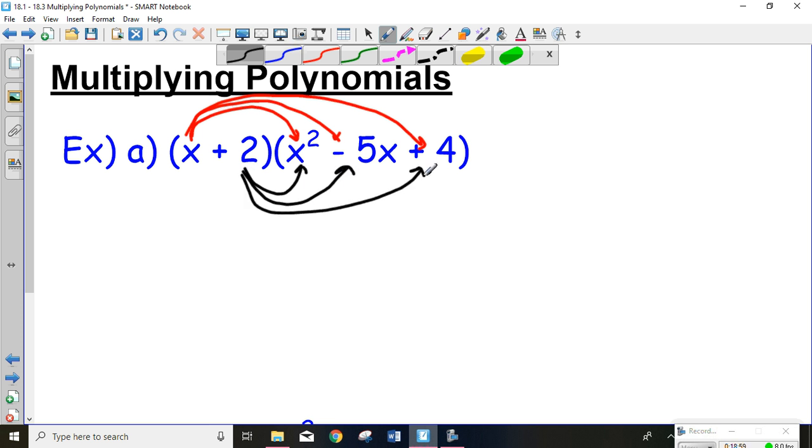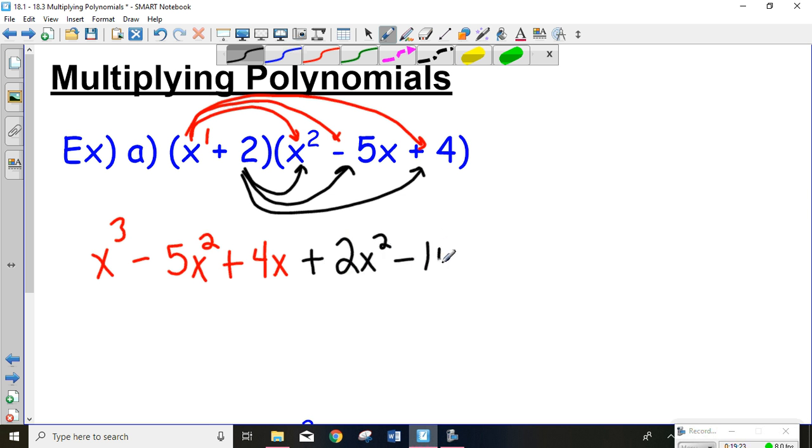Okay, so if I did my x times my x squared, that's going to give me x cubed. So that understood 1 there on the x. X times negative 5x is going to give me a negative 5x squared. And x times 4 is going to give me a plus 4x. Now, if I distribute the 2, 2 times x squared is 2x squared. 2 times negative 5 is negative 10x. And 2 times 4 gives me plus 8.